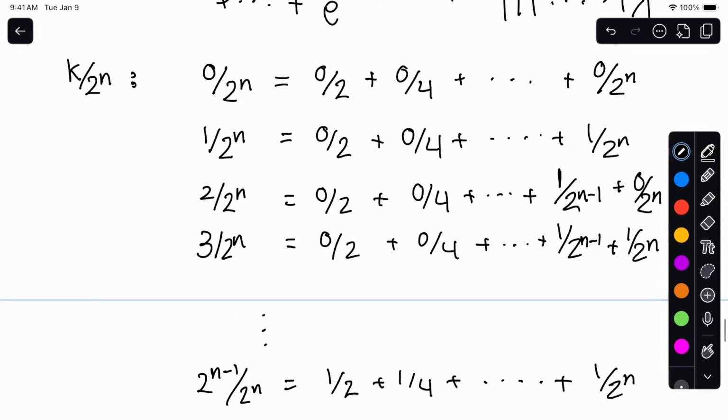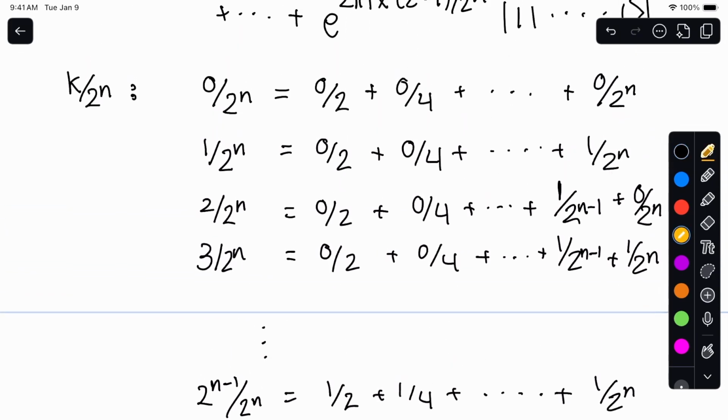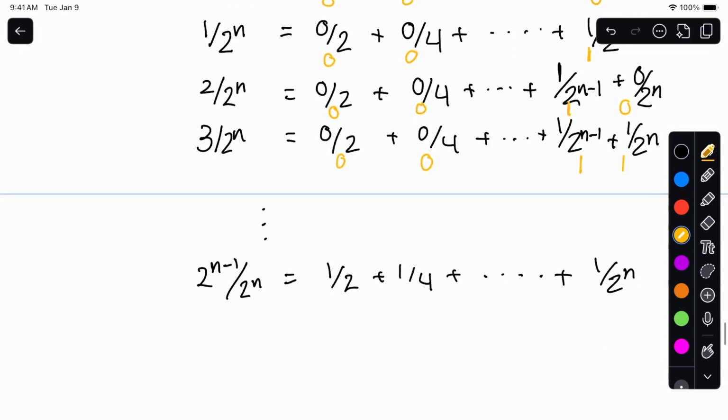So now I want to just look at something here, which is all the numerators. For the case of 0 over 2 to the n, you have 0, 0, 0, all zeros. For 1, we have 0, 0, 0, all the way to just a 1. For 2 to the n, we have 0, 0, 0, all the way to 1, 0. Here we have 0, 0, 0, all the way down to 1, 1. So we can see that these are actually just building up whatever k is in binary. And then here we have the all 1 state as well.